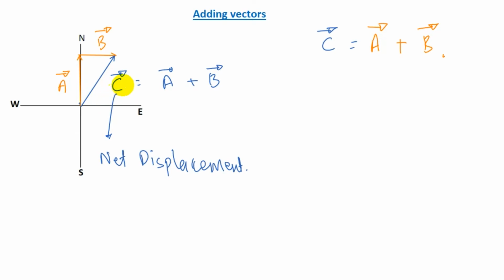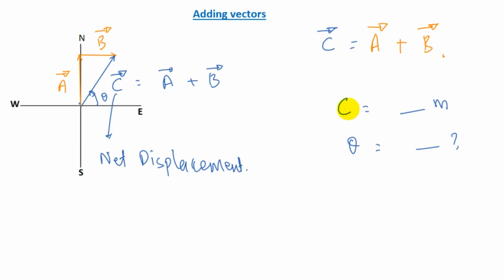Now the direction and the magnitude of this vector can be found by using a scale and your protractor. You just measure the length of this blue vector, which would represent the magnitude of the vector. It would come out to be something in meters. You can measure it by using a scale. Now this angle theta would be the direction of the C vector, which you can find by using your protractor.